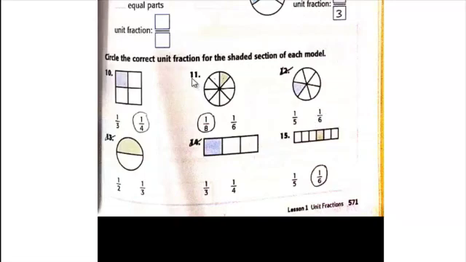Number 11, 1/8 or 1/6. So first count the total parts here. 1, 2, 3, 4, 5, 6, 7, 8. What is the part that is shaded? 1. So 1 out of 8, 1/8. So make a circle here.